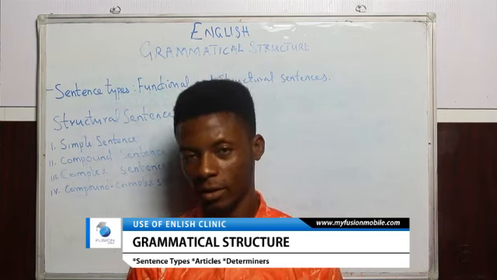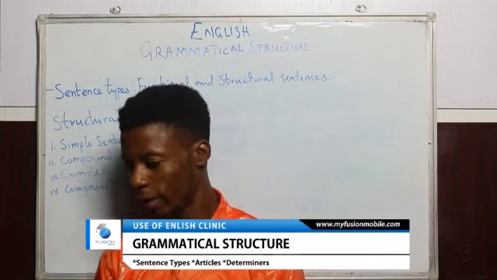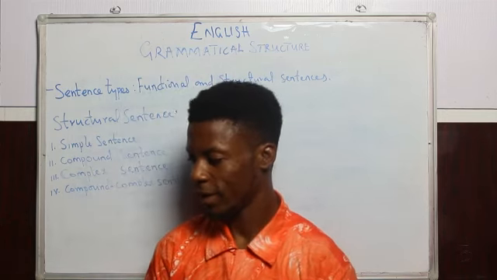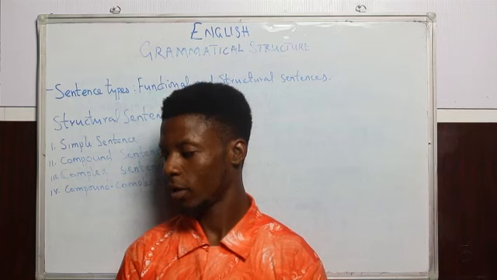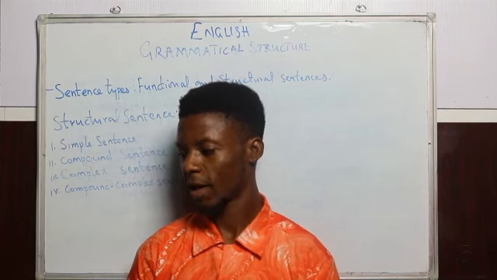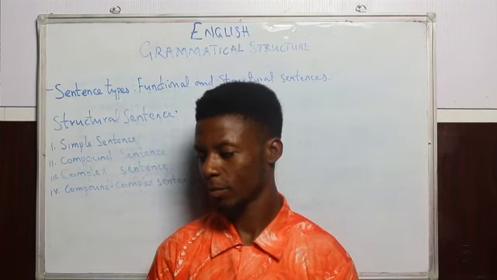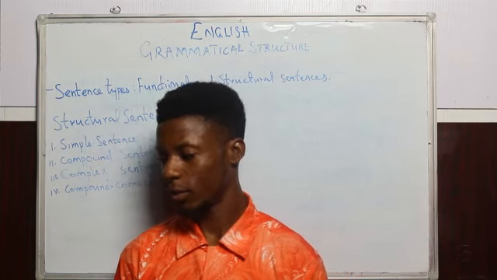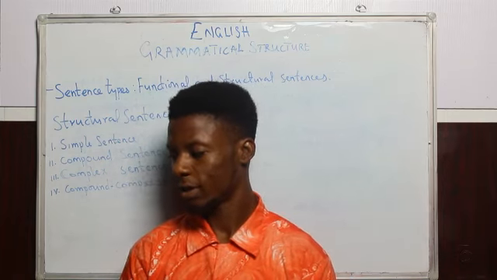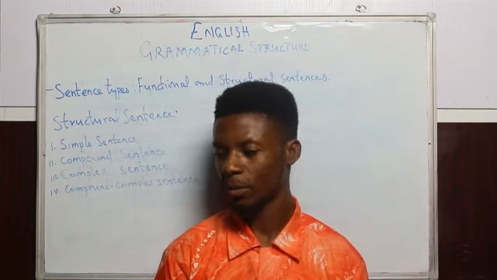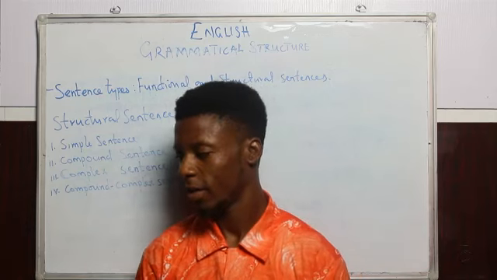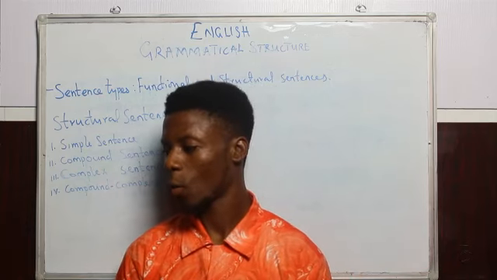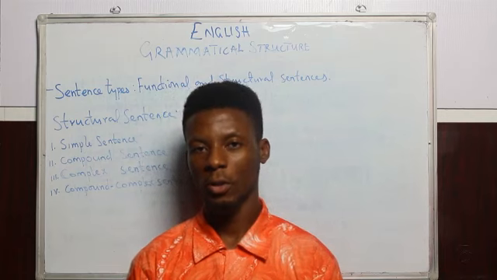Another example is, although it was raining, we continued with the lesson because our teacher would not be in class the next day. This particular sentence has one main clause and two subordinate clauses.